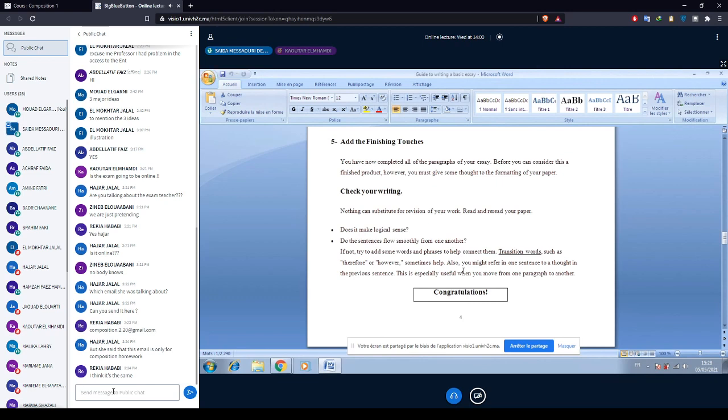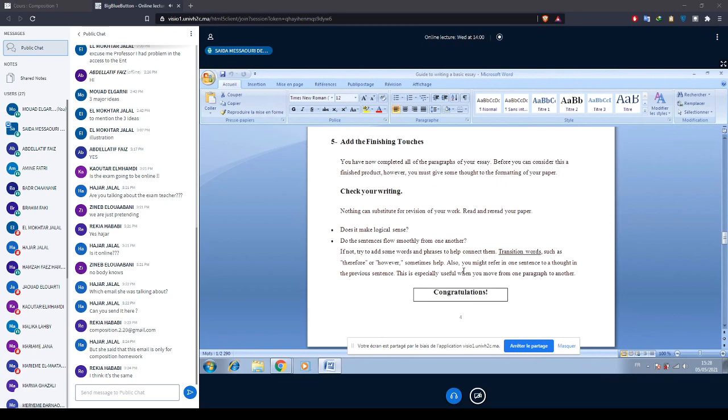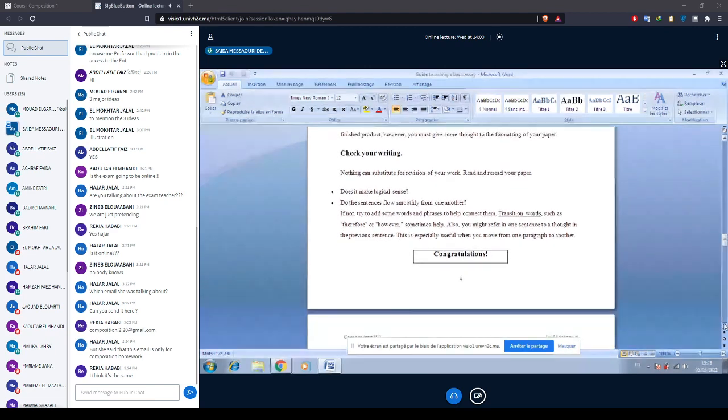So does it make logical sense? Do the sentences flow smoothly from one another? You see, sentences flowing smoothly from one another. This is why we use a hook and reverse hook, just for this. If not, try to add some words and phrases to help connect them. Transition words, therefore, however, sometimes help, although you might refer in one sentence to a thought in the previous sentence. This is a hook and reverse hook. This is especially useful when you move from one paragraph to another. Congratulations, you have finished your essay.